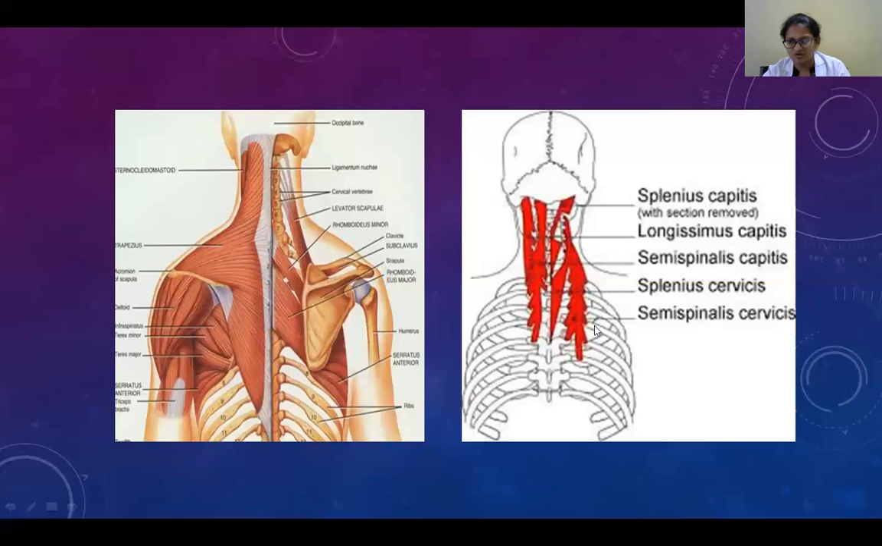In between that, you are going to see some ligaments, such as the interspinous ligament. These are the deep groove muscles which give attachment to the spines of the cervical vertebrae.